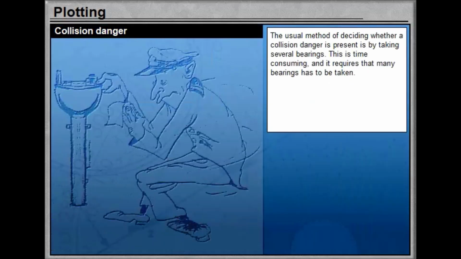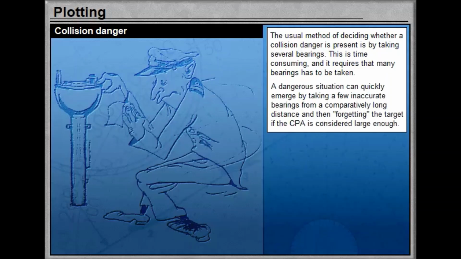The usual method of deciding whether a collision danger is present is by taking several bearings. This is time-consuming, and it requires that many bearings have to be taken. A dangerous situation can quickly emerge by taking a few inaccurate bearings from a comparatively long distance, and then forgetting the target if the CPA is considered large enough.